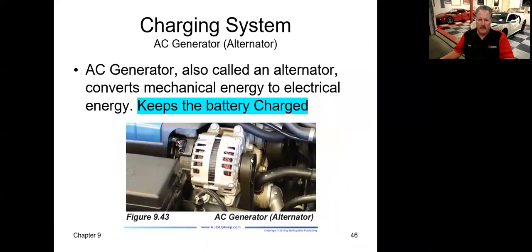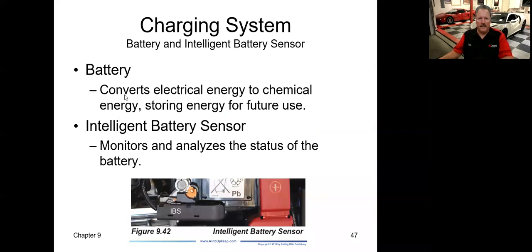And they have a serpentine belt. There's a belt that runs the pulley, turns the alternator, and that creates the electricity to keep your battery charged up. It converts mechanical energy. Basically, the belt's going around it, so that's a mechanical piece. And it converts it into electrical energy going back to the battery. The battery itself converts electrical energy into chemical energy, storing for future use.